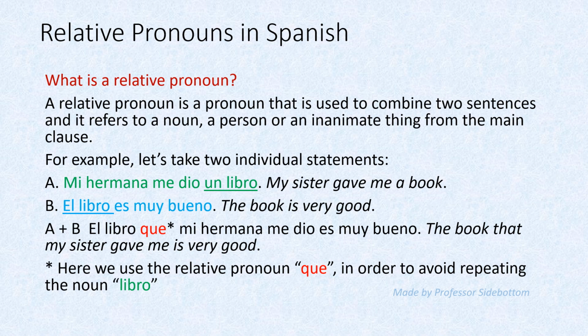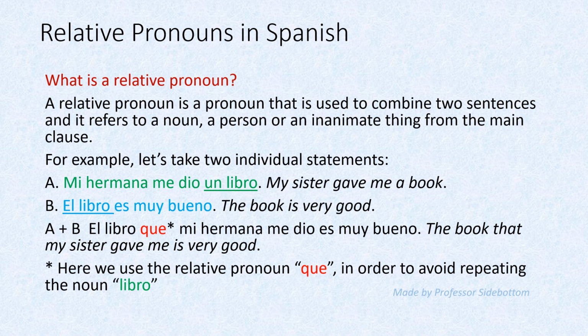For example, let's take two individual statements. Statement A. Mi hermana me dio un libro. My sister gave me a book. And statement B. El libro es muy bueno. The book is very good.